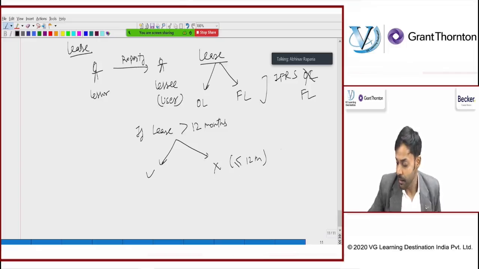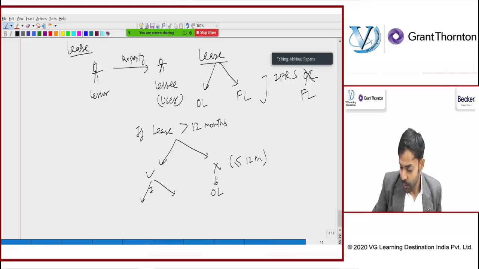12 months. In that case, this would be an operating lease, right? If it is more than 12 months, there would be another test. If the 1 by 5 condition is satisfied, yes, or could be no. If it is satisfied, in that case, it is going to be a financial lease. If it is not, then it is going to be an operating lease.